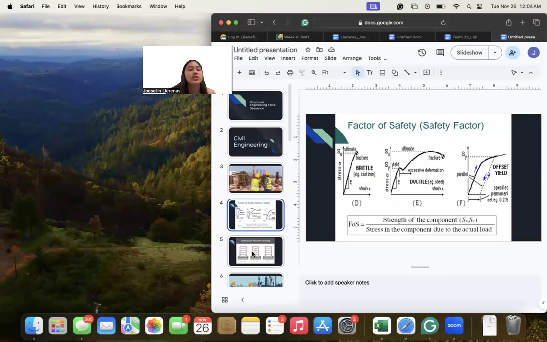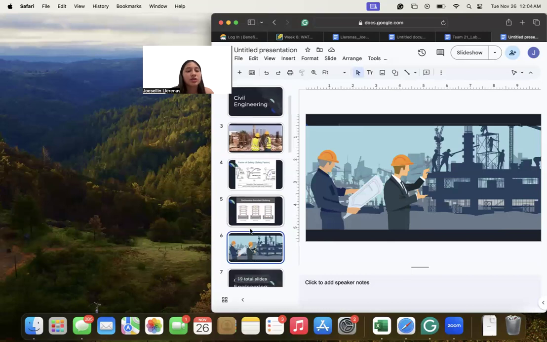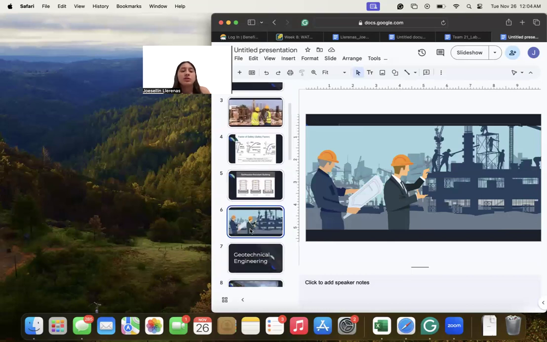Some projects that these engineers will encounter is that they design earthquake resistant buildings, as you can see right here. Earthquakes are very common in California, so these are buildings that are built all the time. Some possible careers are construction manager, civil engineer researcher, material engineer, and etc. There are many different ones.